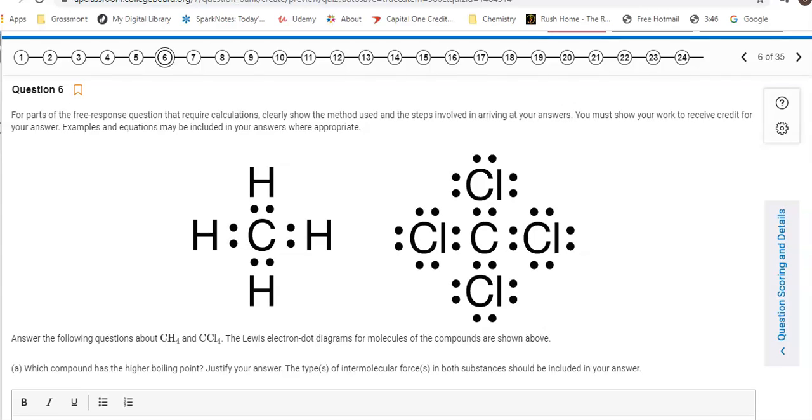All right. So this is a free response question. For parts of the free response question that require calculation, answer the following questions. I'm down below the diagrams. Answer the following questions about CH4 and CCl4.